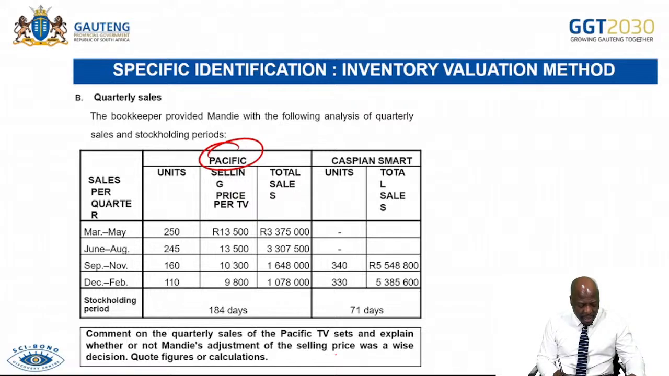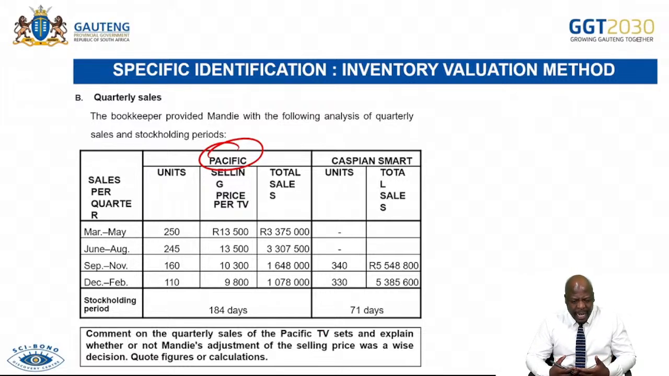She adjusted her selling price, so we want to know if that was a wise decision. Okay, now some of you are saying, Mr. Simbi, let's go and answer this question. Now, it is very important that even as we answer this question, we understand that this is an analysis question. She adjusted her selling price, that is, she has reduced her selling price.